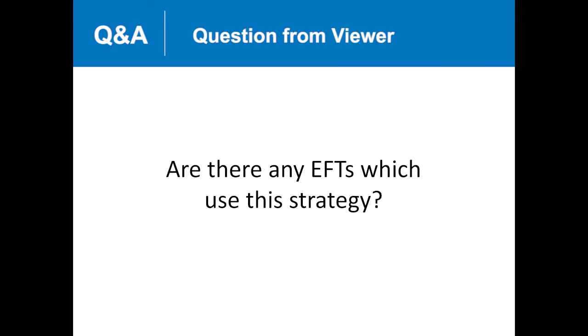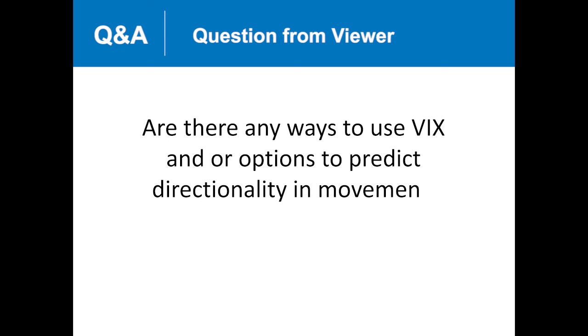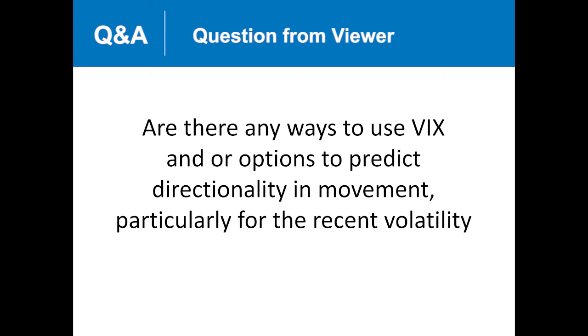Okay. I have another question from one of our viewers. Are there any ways to use VIX and or options to predict directionality and movement, particularly for the recent volatility in the tech sector? Is that something that you can touch base on?